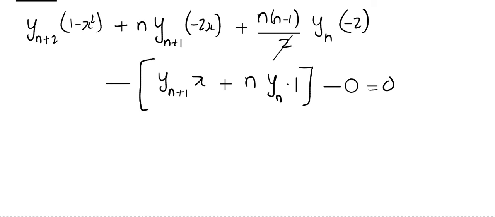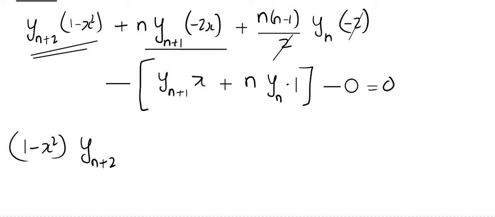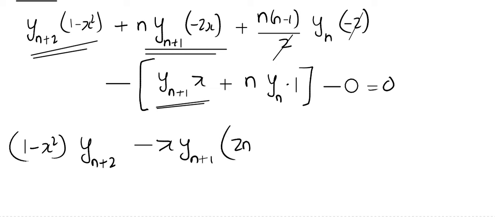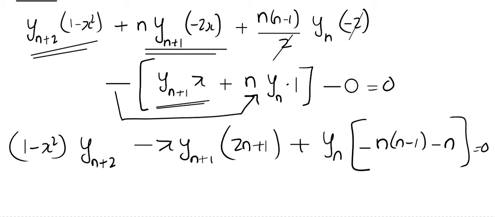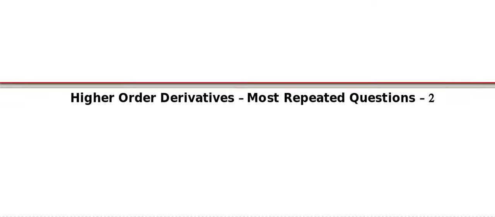Now simplify a little bit and write the final answer. So we get 1 minus x square into yn plus 2. Then this is common, so I can see that yn plus 1 is common. So 2n plus 1. And here I see yn common. So minus n minus 1 minus n. You can see that there is a minus which goes inside. Yeah, that's it. So minus n square plus n minus n. Yeah, that's it. Now you simplify and you get the answer.